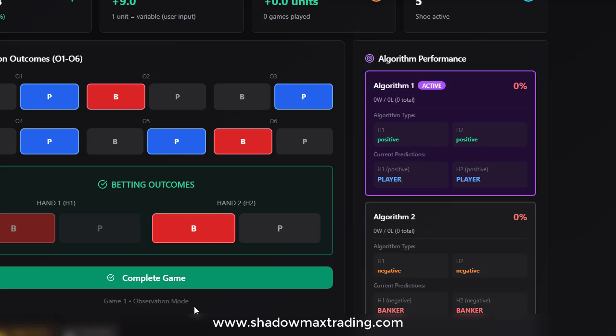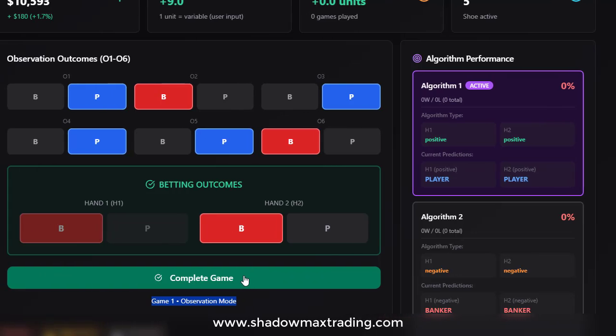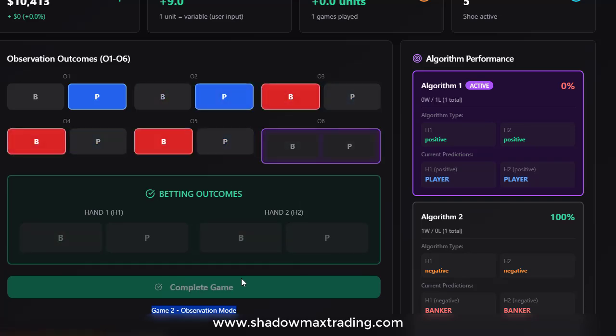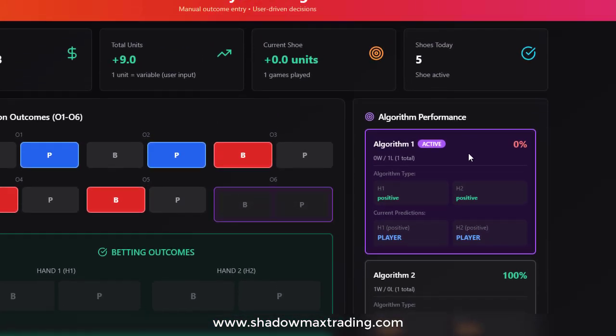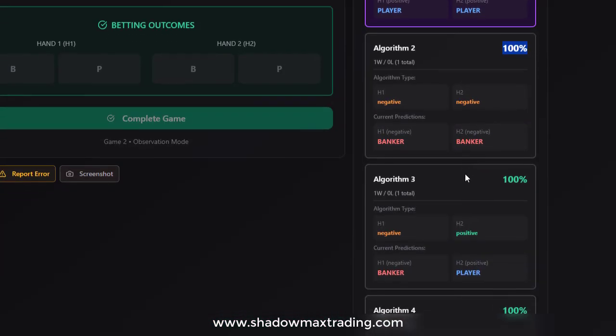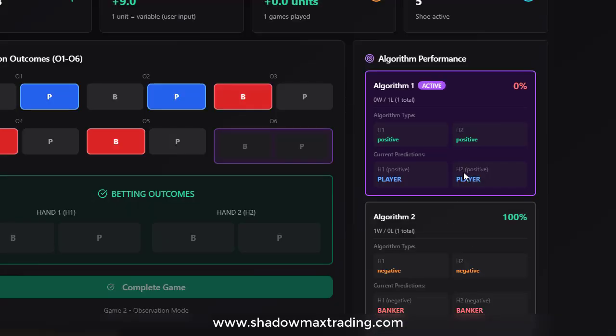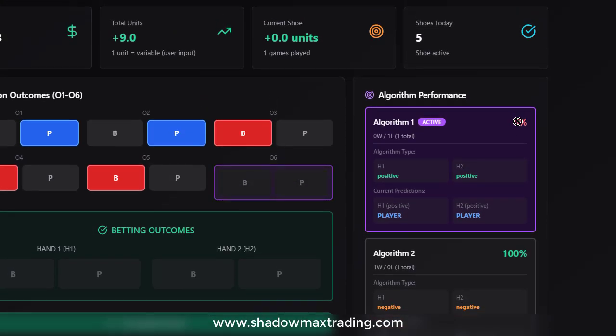You're not playing anything yet. You don't start doing that until your 3rd game. But what you've got to do is complete it. So go ahead and complete this by clicking on the button right here, complete game. Once you've done that, game 1 is now locked in the system. The algorithms are already starting to show signs of which ones are dominant and which ones aren't. Algorithm 1 at this point is not dominant, meaning it is at 0.